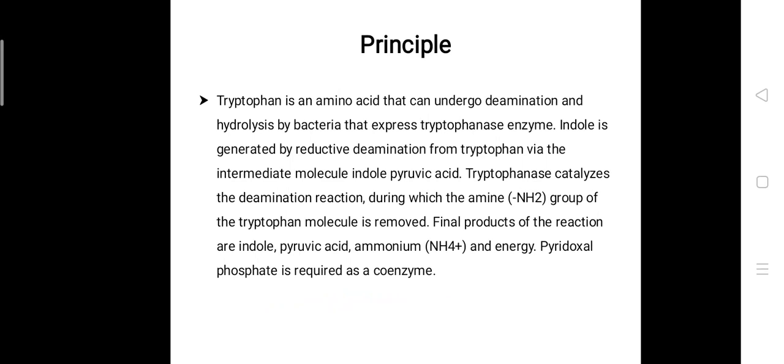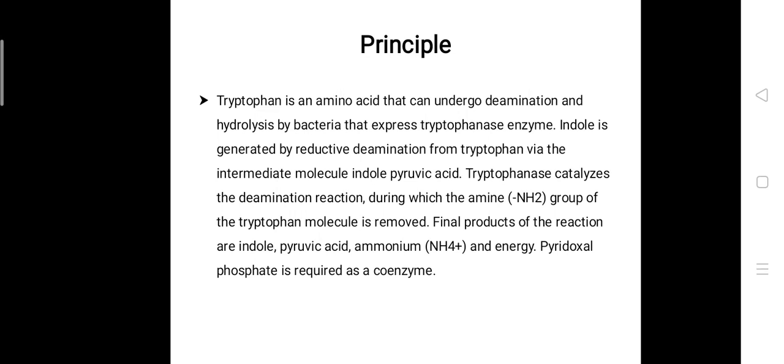Now, coming to the principle, this indole test is an example of a biochemical test that depends on the metabolic characteristics of bacteria. The indole test identifies bacteria as either indole positive or indole negative based on their ability to convert tryptophan into a compound known as indole using an enzyme known as tryptophanase.